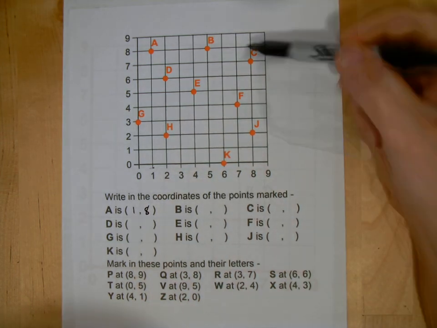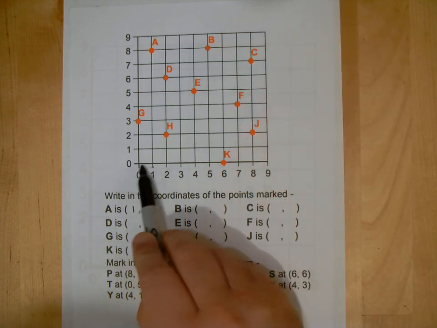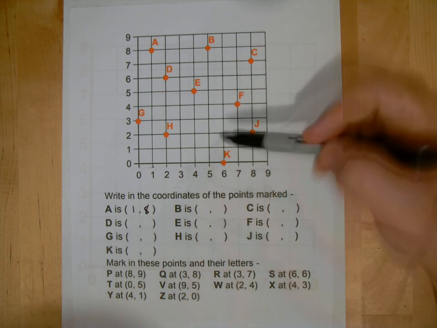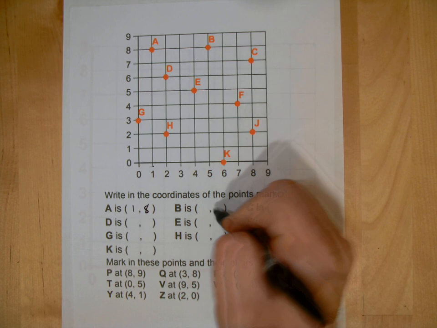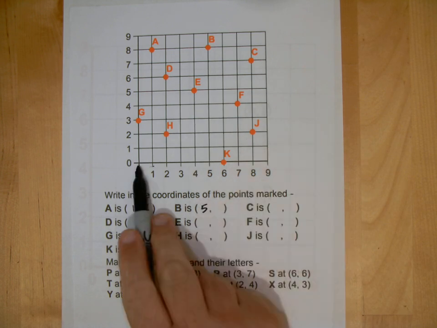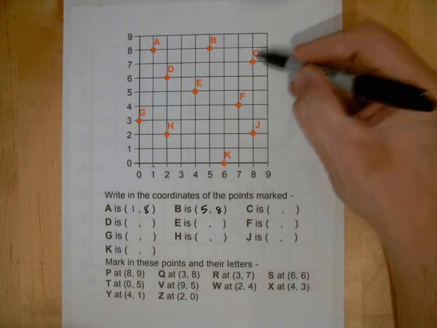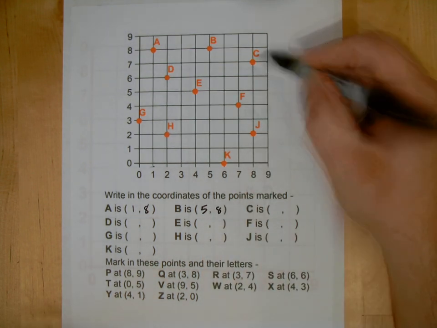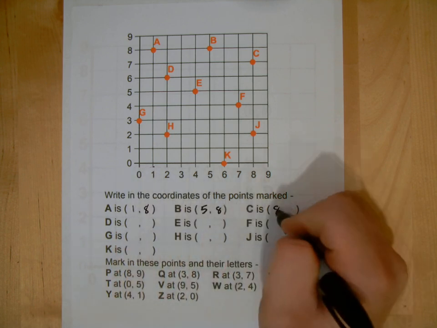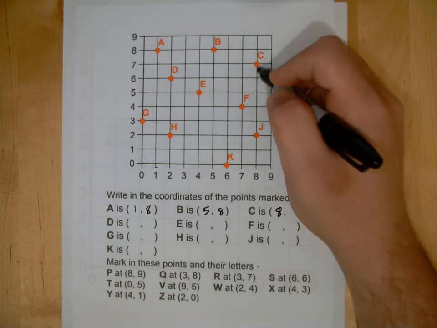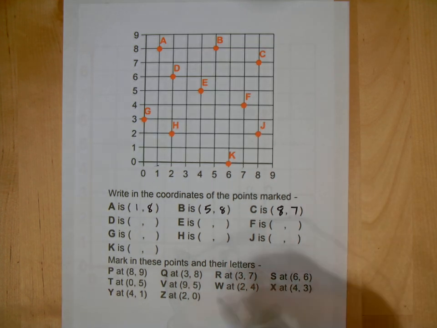Is that okay? I won't do them all, but I'll do B as well. So for B, start at the origin. I've got to go across to 5, and then I've got to go all the way up to 8. So across from the origin, across 5 first, up to 8. Should we do C as well? So there's C. So for C, start at the origin, I've got to go all the way across to 8. So I'll write 8 there. And I'll go all the way up to 7. You just look across to see how many I've gone up. So you could fill them in like that.